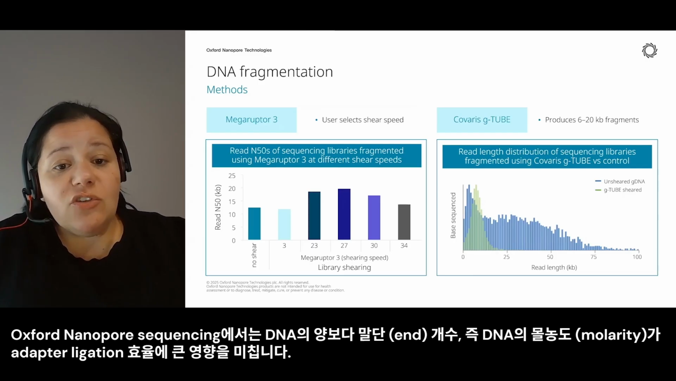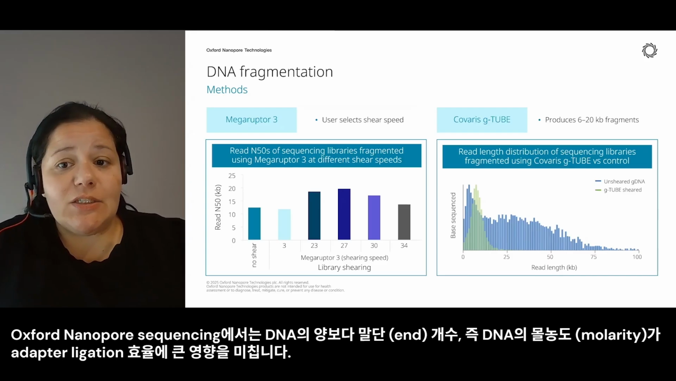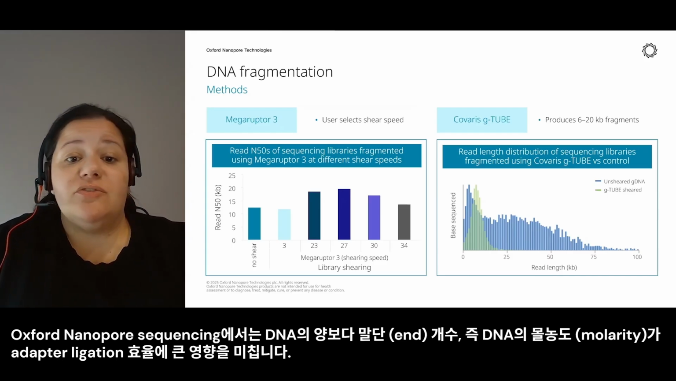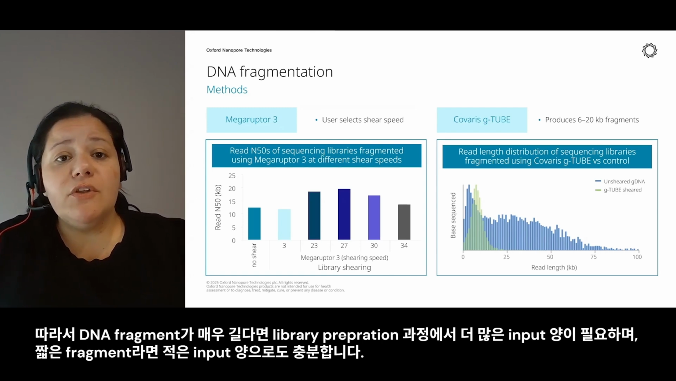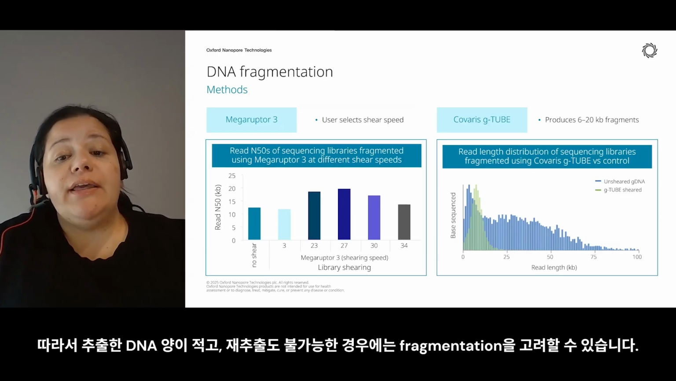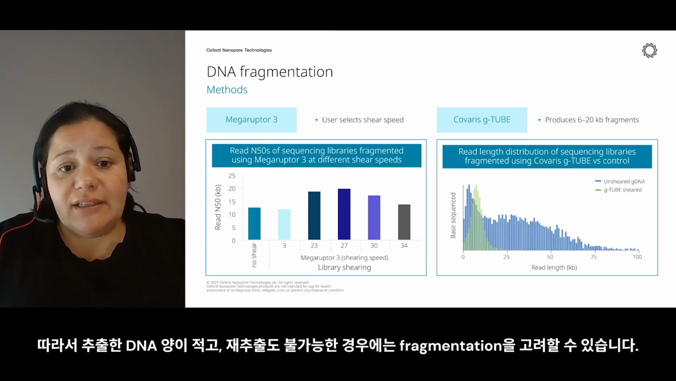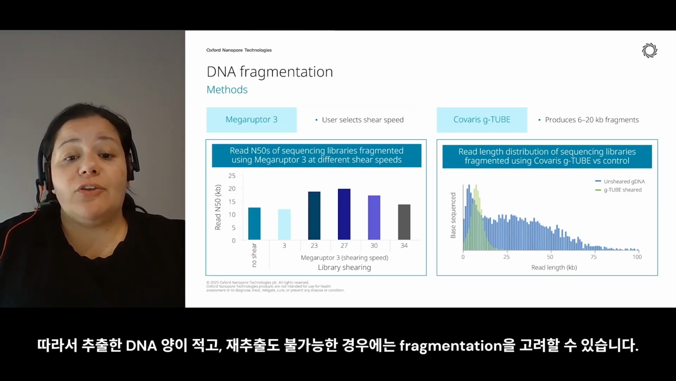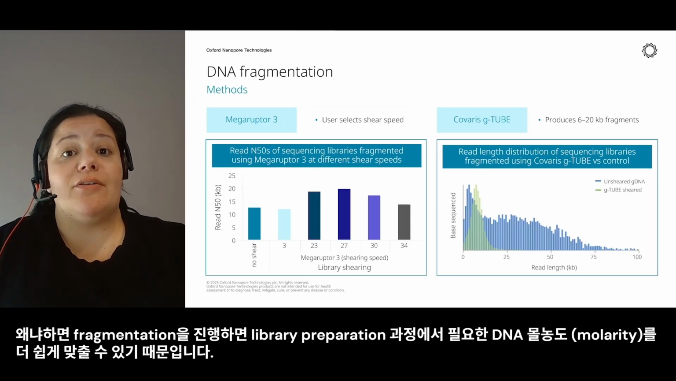So with Oxford Nanopore sequencing, what matters is basically the number of ends. So it's the molarity that will actually impact the efficiency of the attachment of sequencing adapters. So if you have really long DNA fragments, you're going to need more sample, whilst if you have shorter fragments, you don't need this that much. And this is why if you have a low starting amount and you cannot re-extract anymore, there's nothing else you can do. You might consider fragmenting it because then you will be able to reach the necessary molarity.